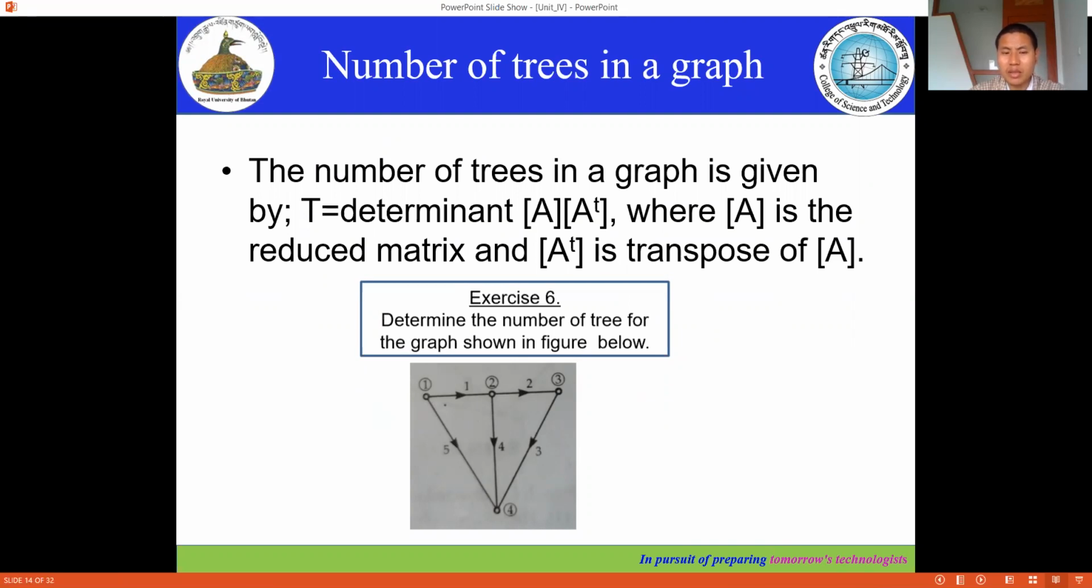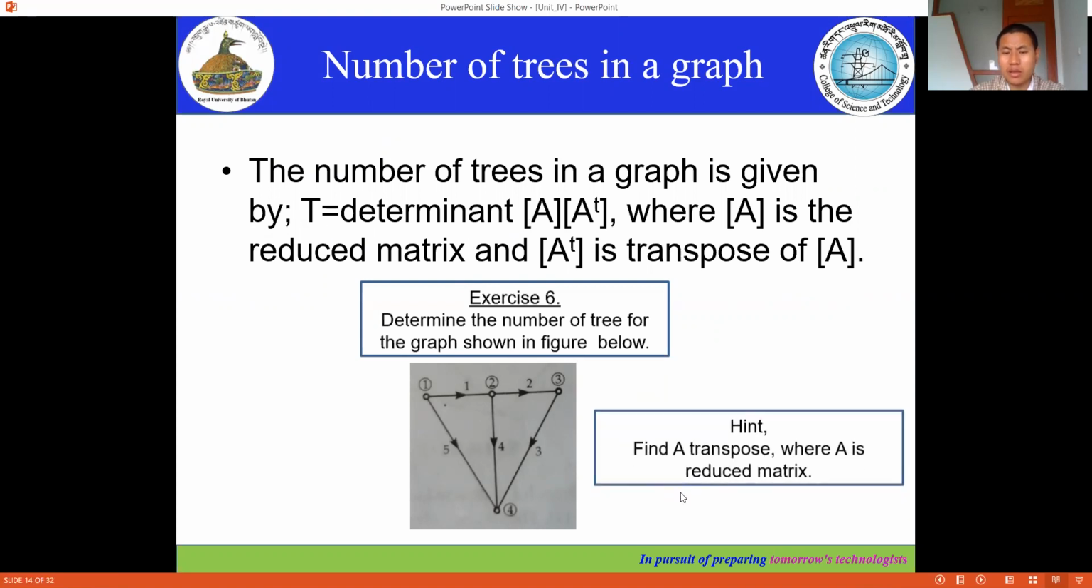From the incidence matrix, remove any one of the rows, and when you remove a row, your incidence matrix becomes the reduced matrix. Once you have the reduced matrix, you can transpose it, then multiply the reduced matrix with its transpose, A transpose, and find the determinant, and you'll get the number of trees. So here is the hint: find A transpose, where A is the reduced matrix.